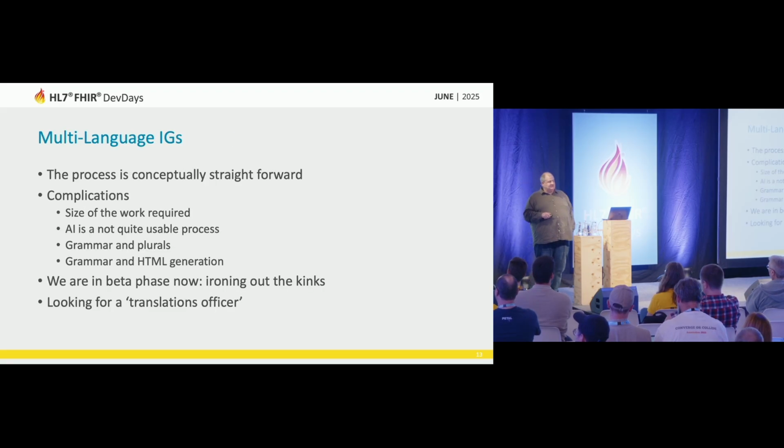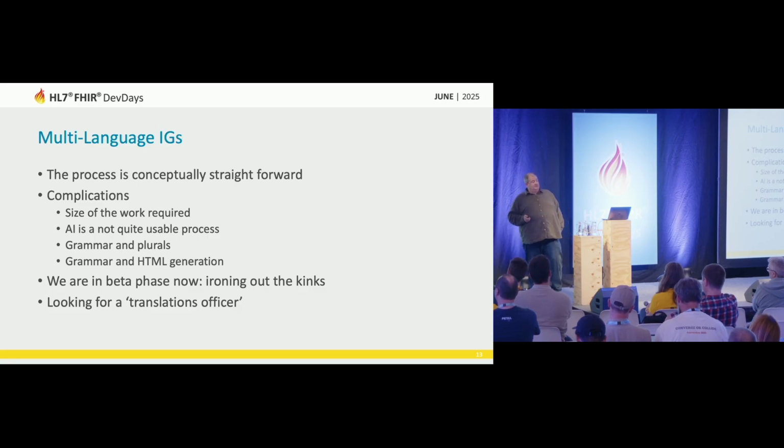Okay, so the process is conceptually straightforward. For every piece of text, translations have got to come from somewhere. It's complicated because you've got to figure out where they came from. You've got to deal with the size of the work required. And there's a lot of text, and a lot of it changes constantly. AI is not quite usable yet. You can generate translations, and they're close, but you do need to review them.